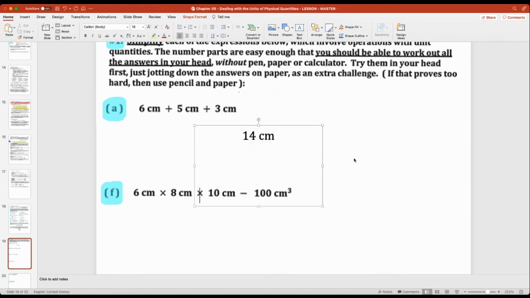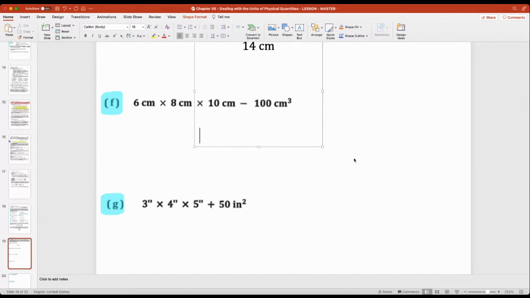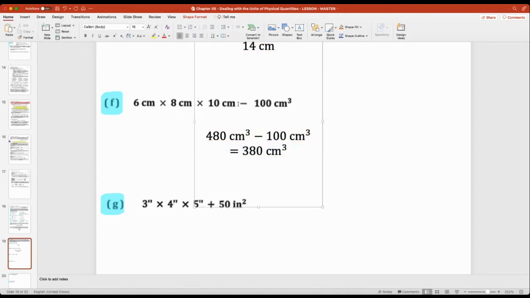How about the next one? Does the next one make sense? And if so, what is the answer? Okay, it does make sense. The reason it makes sense is because these guys here, if you multiply them, you get a volume. 6 times 8 times 10 is 480, and that's centimeters cubed. Thank you, Nicolos. We have here 380 centimeters cubed. How about the next one?